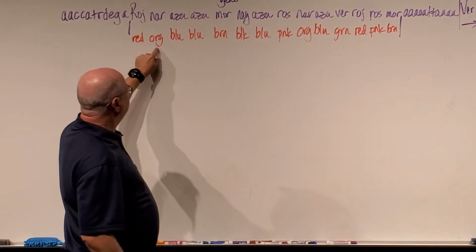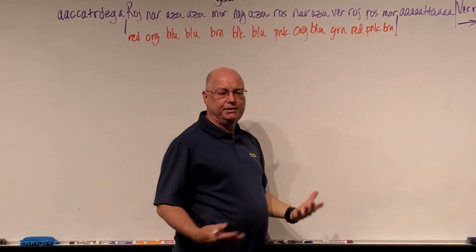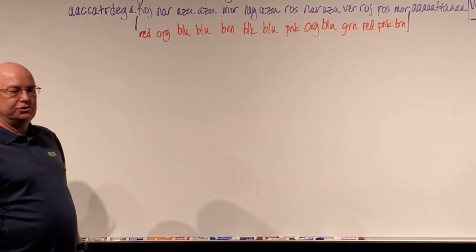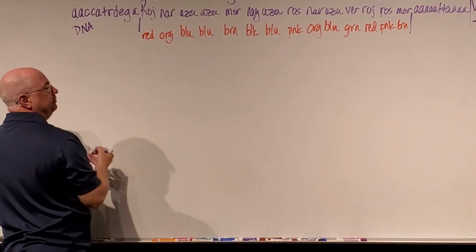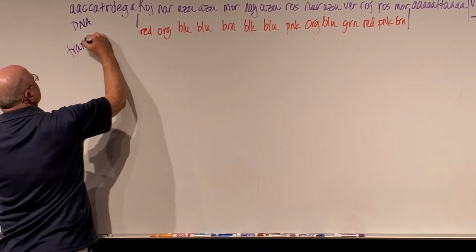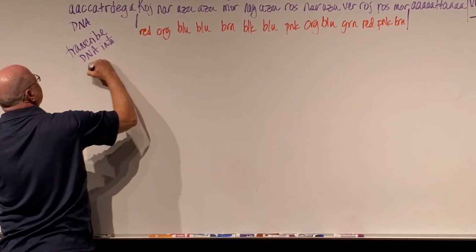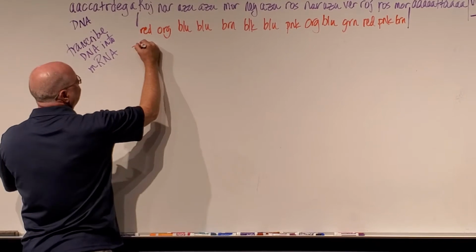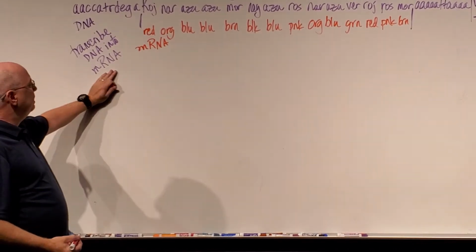So now I have 1, 2, 3, 4, 5, 6, 7, 8, 9, 10, 11, 12, 13, 14 amino acids, and I know the exact order that those amino acids are. The molecule that is in purple is my DNA. And what I do is I transcribe DNA into what's called messenger RNA. That's what this molecule is. It's going to be called mRNA. The M stands for messenger.